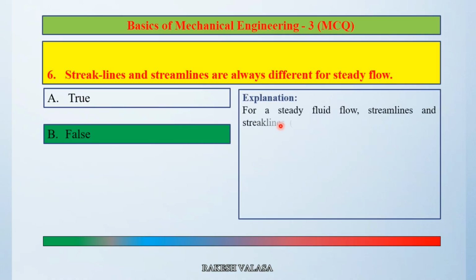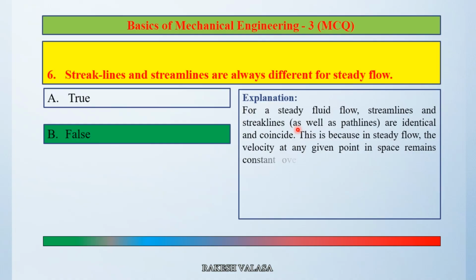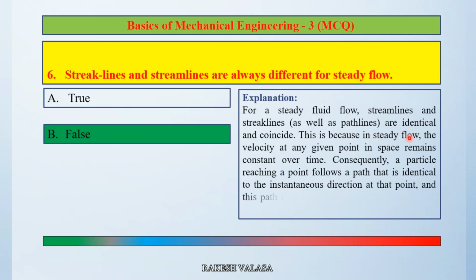For a steady fluid flow, streamlines and streak lines as well as path lines are identical and coincide. This is because in steady flow, the velocity at any given point in space remains constant over time. Consequently, a particle reaching a point follows a path that is identical to the instantaneous direction at that point, and this path is also the same for all other particles passing through that same point over time. So the correct answer is option B false.